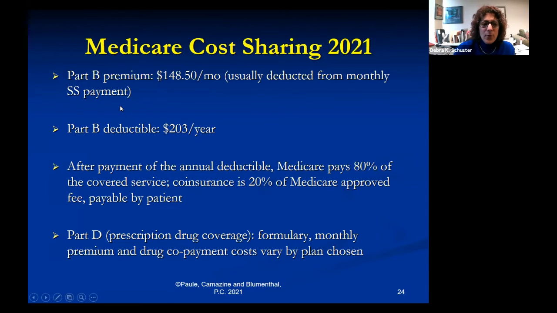So the Part B premium. Part B Medicare covers physician services, laboratory diagnostic services, and outpatient services. And so that premium is deducted from one's Social Security payment. And it is $148.50 per month in 2021. And it's usually deducted from a person's Social Security benefit payment unless for some reason their Social Security is suspended.